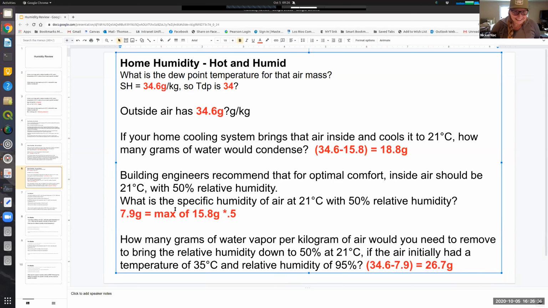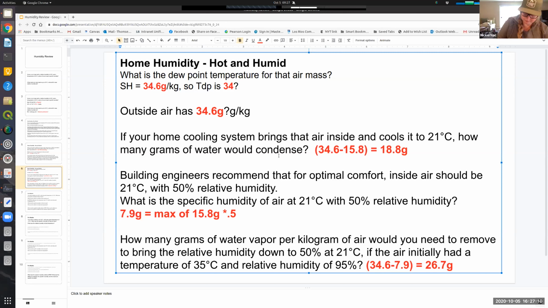So you're good with this, specific humidity equals max times relative humidity. Correct. Yeah, I think I put that someplace. I don't remember where I wrote that down recently and stuck it in one of the assignments. So yeah, specific humidity equals the maximum times the relative. So if we know the max is 15.8 and the relative is 50%, 15.8 times 50% is 7.9 grams. And then that last question we already did.